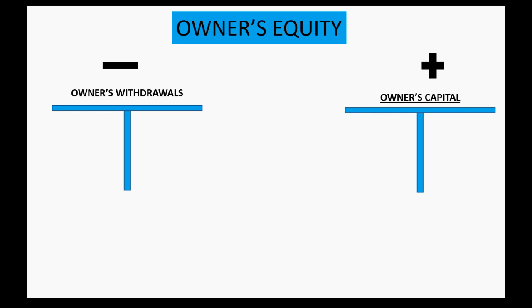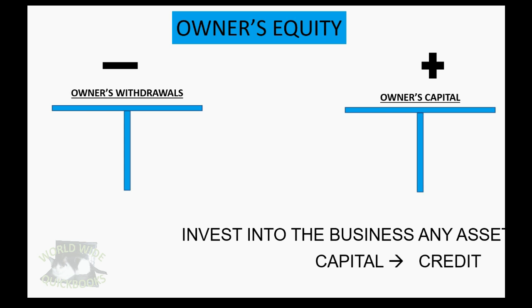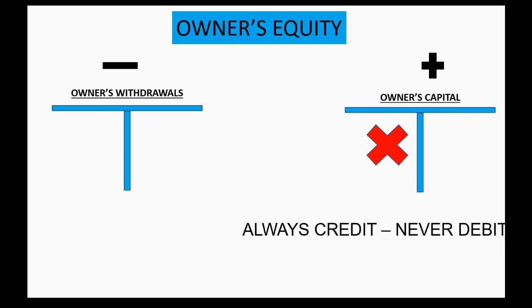Owner's capital is the T account where we record the owner's equity transaction when the owner invests any asset, cash or equipment or anything. When the owner invests any asset, we record that only in the T account capital. And we always make a credit because capital is always plus to owner's equity, because all it represents is what the owner put into the business from his or her personal pocket. So that's why capital is always a credit, never a debit.